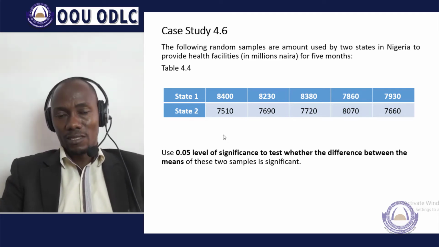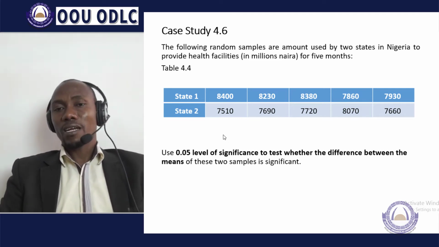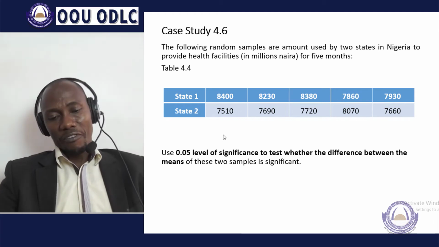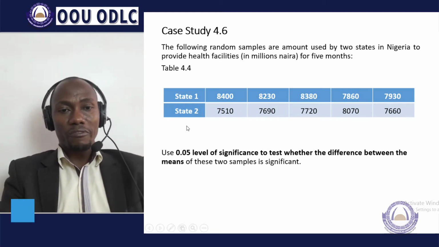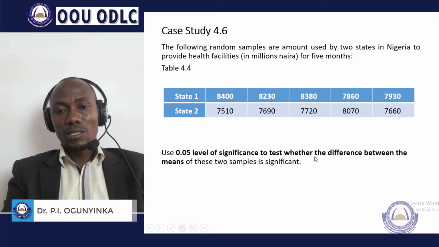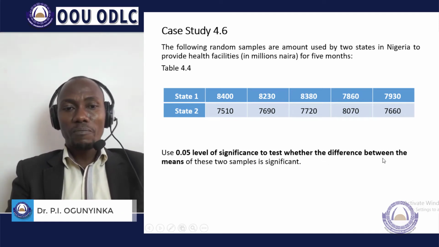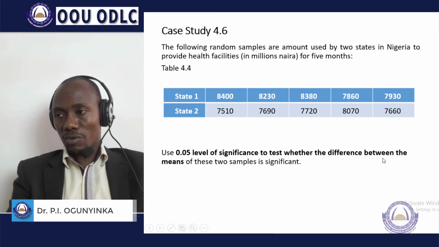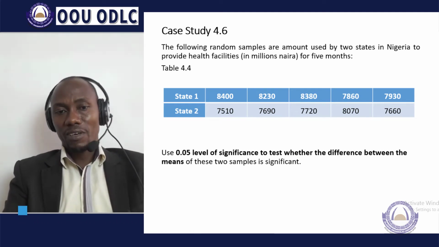Taking a case study, the following random samples are amounts used by two states in Nigeria to provide health facilities, measured in millions of naira for 5 months. So we have state 1 and state 2, which are given respectively here. Use a 5% significance level to test whether the difference between the means of these two samples is significant.